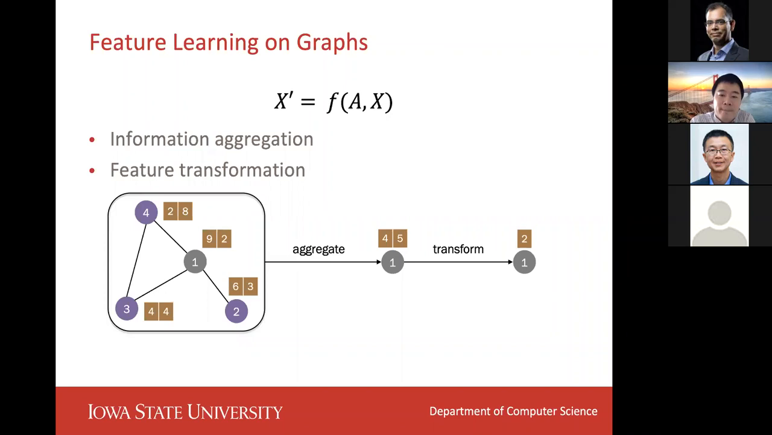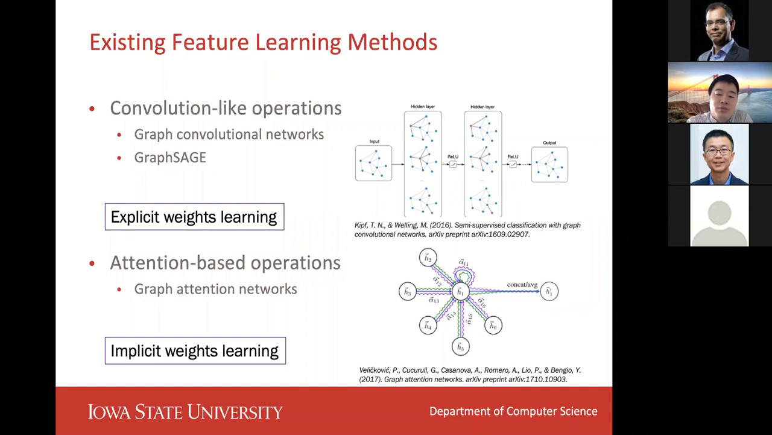The existing methods on feature learning mainly include two categories: convolutional-like operations and attention-based operations. The convolution-like operations include the graph convolutional network and GraphSAGE. Literally, they learn the aggregation ways explicitly. In contrast, attention-based operations like the graph attention network learn the aggregation ways implicitly.